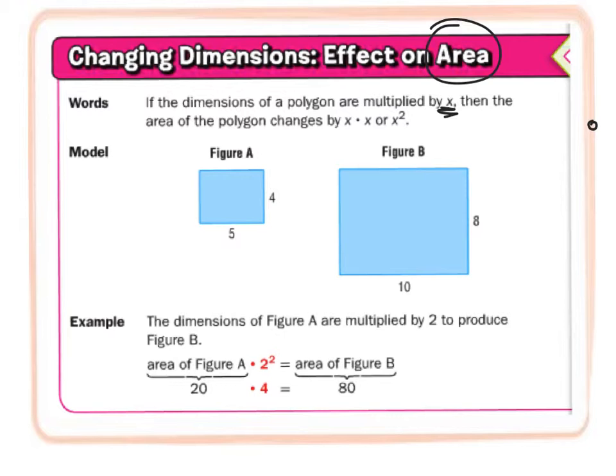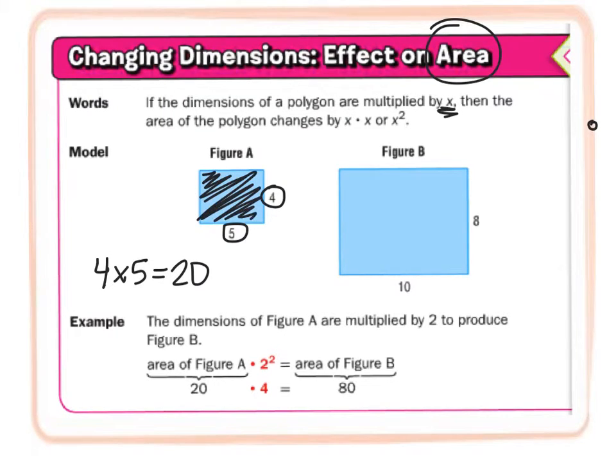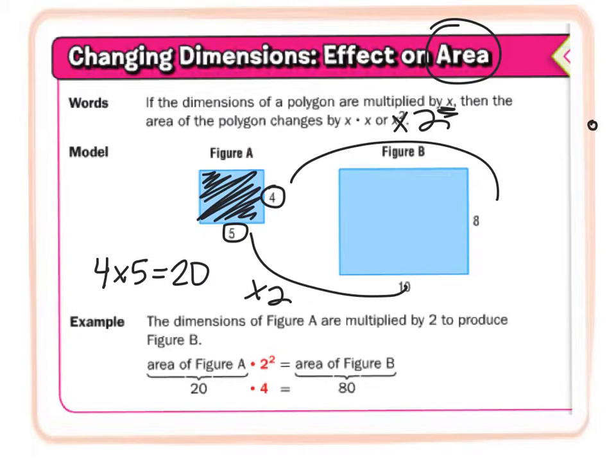So I have 2 squares here. My first figure is 4 by 5. And for area, I do length times width, or base times height. So I'm going to do 4 times 5, and that gives me 20. Okay, so this whole space is 20. Well, what did I do to each dimension? I times it by 2. So if I times it by 2, I have 4 times 2 is 8, and 5 times 2 is 10.